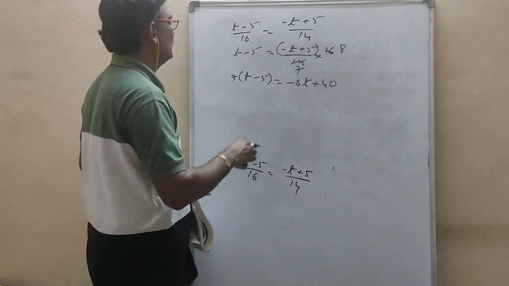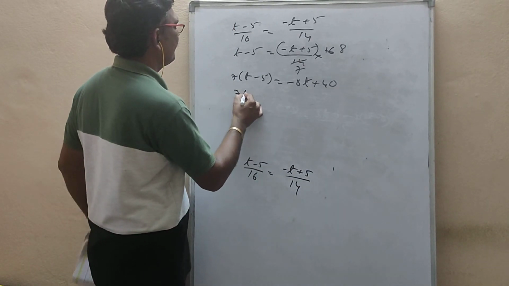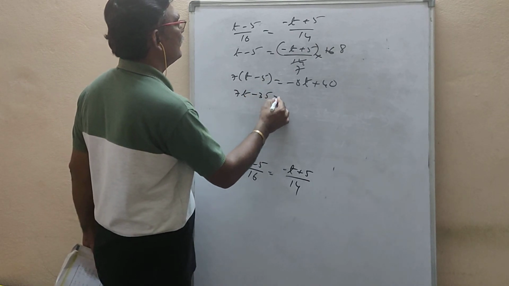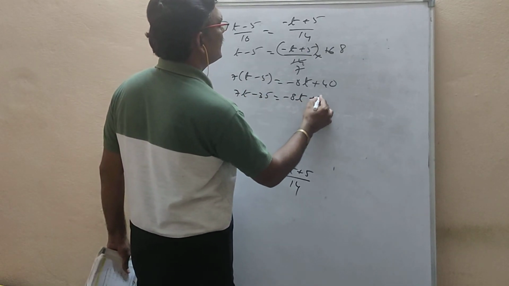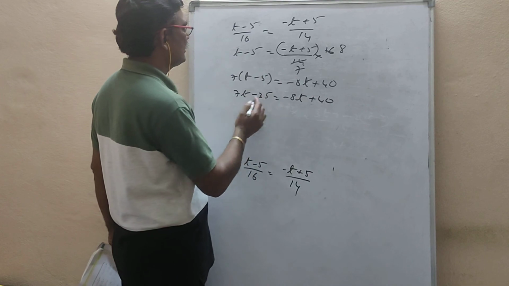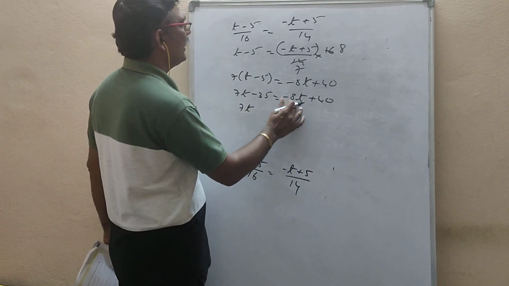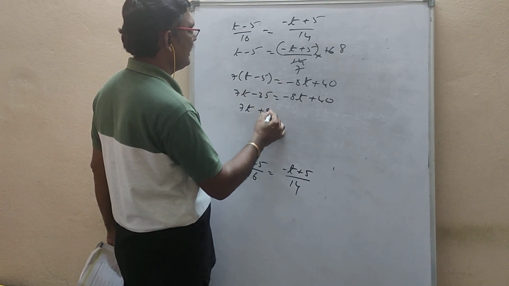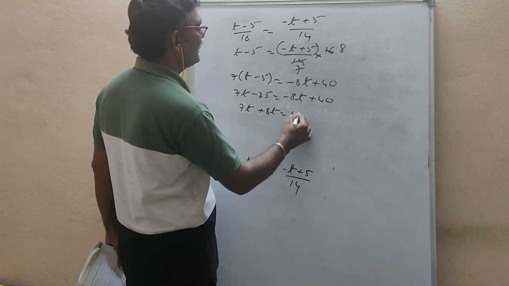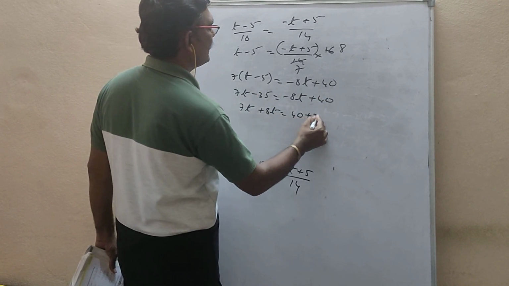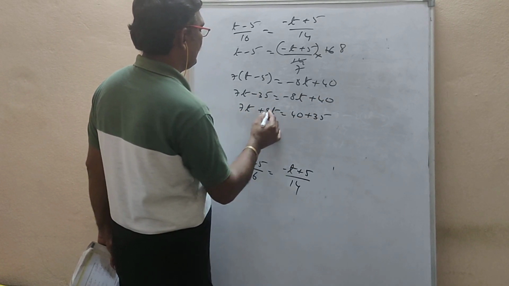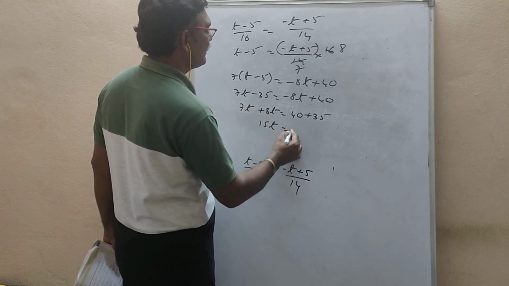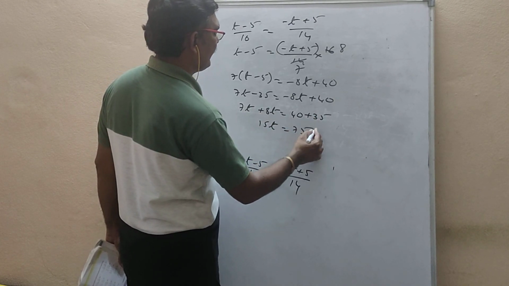This 7. So how much you will get? 7t, 7 5s are 35. Minus 8t plus 40. Bring variables to one side. 7t, minus 8t is the variable, take to this side, 8t. And here 40 is constant. Minus 35 take to this side, plus 35. Now 7t plus 8t is 15t is equal to 40 plus 35 is 75.